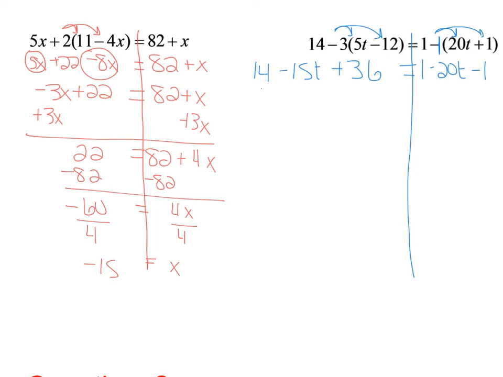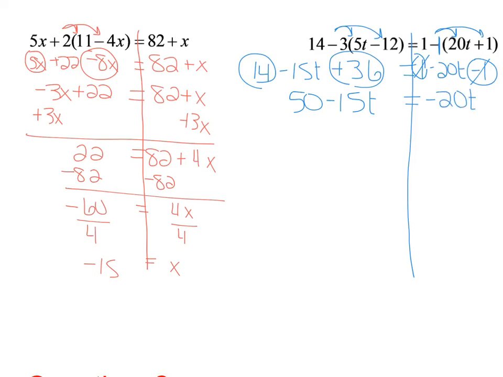So I look over here. I have a 14 and a 36. What does that give me? 50 minus 15t equals, and I look over here and I have a 1 and a negative 1. Those simplify, right? They cancel, they become 0, and I'm left with negative 20t.